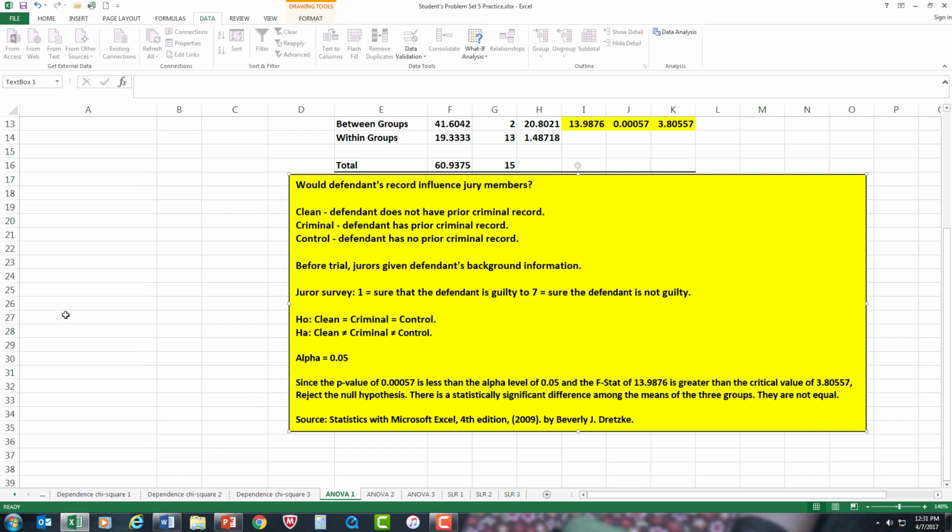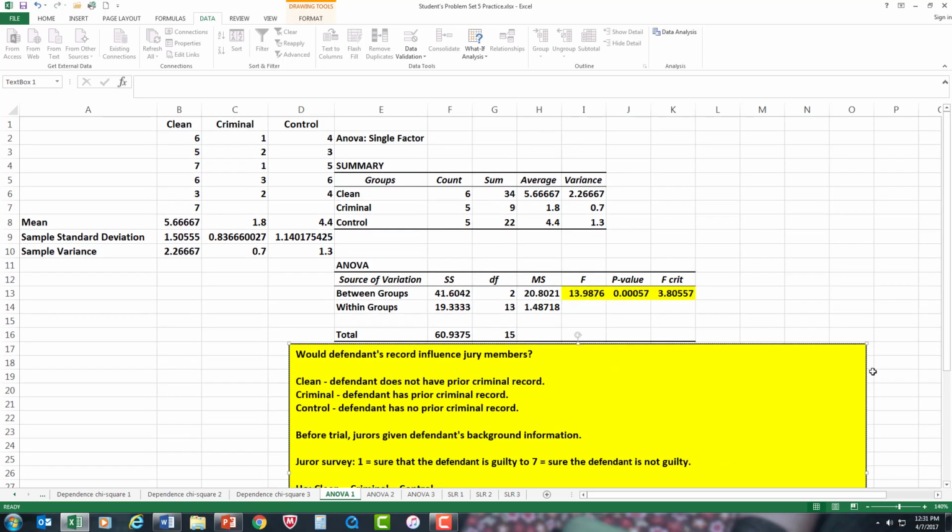If you drew a bell-shaped curve, these values, the F statistic and the p-value, would fall into the reject-the-null-hypothesis region. So there is a statistically significant difference among the means of the three groups. They are not equal. Then your next step would be to compare the averages of the groups.